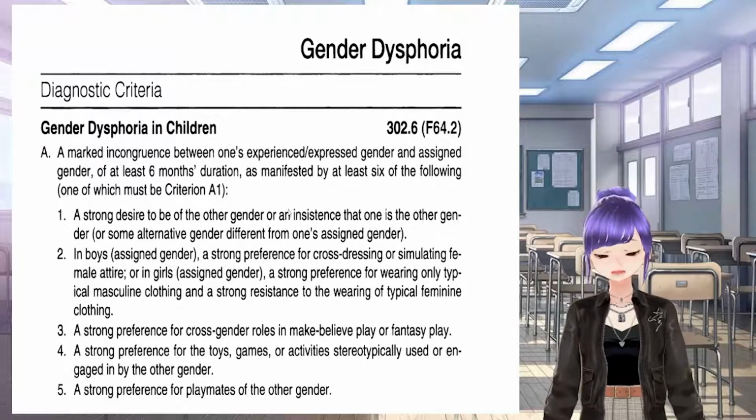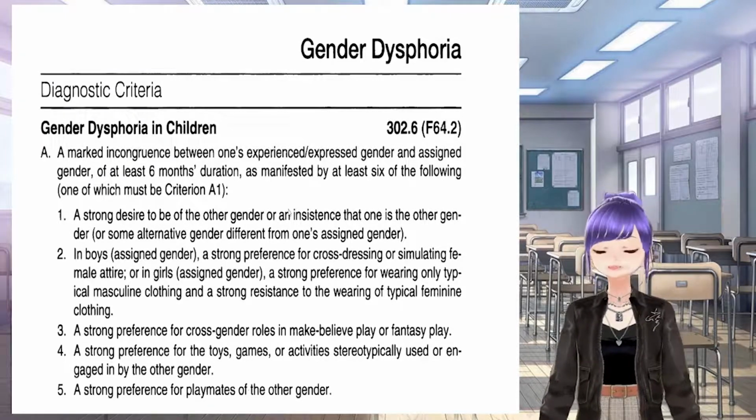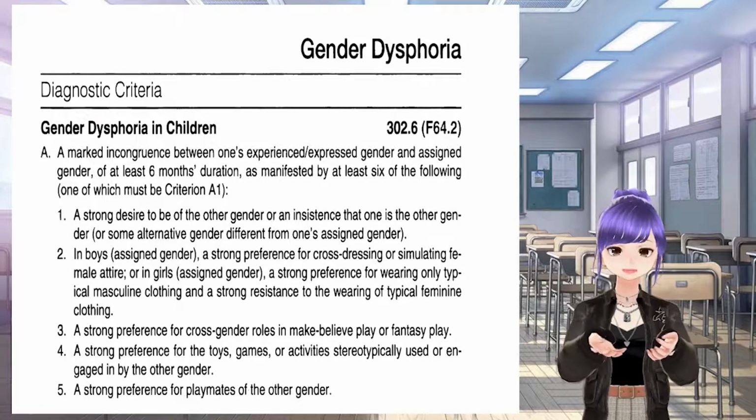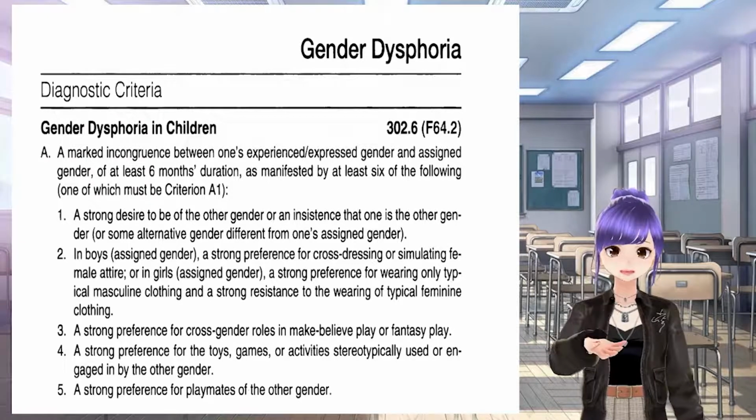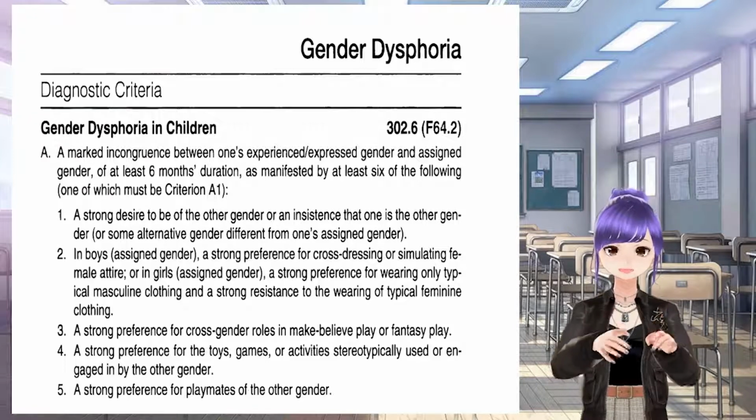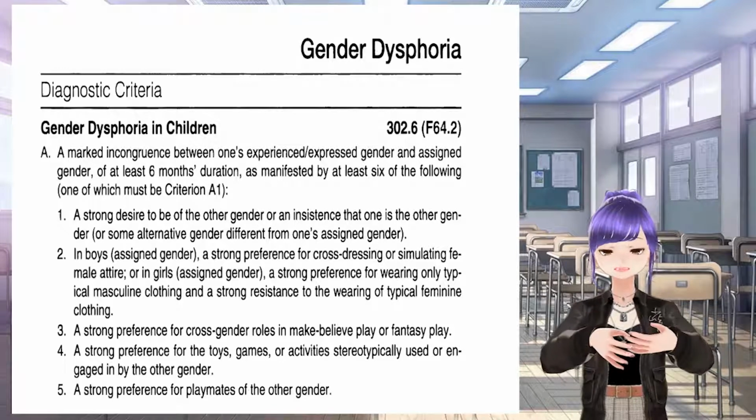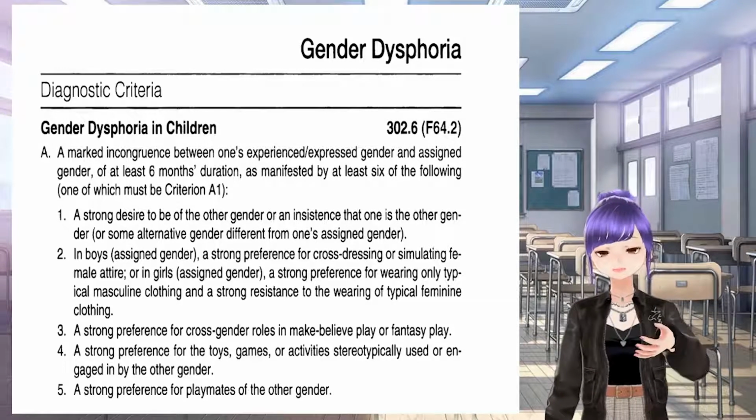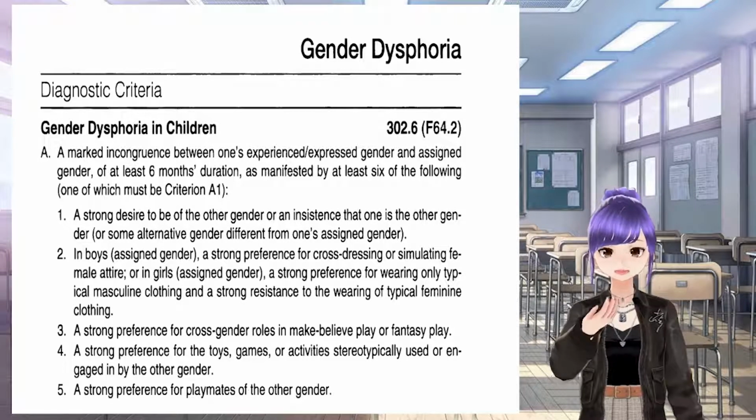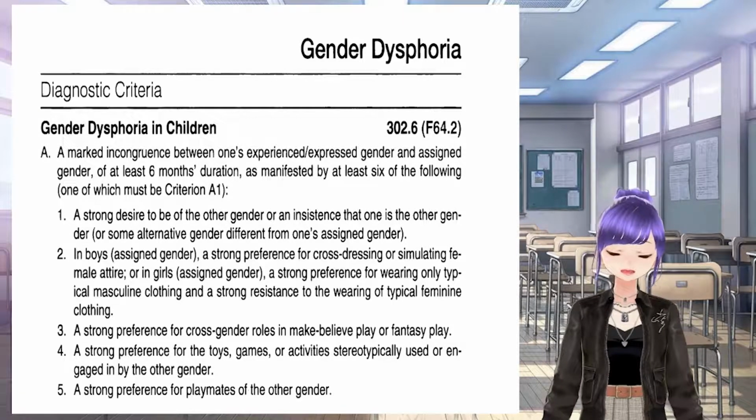Of course, let's start with the children first. So, gender dysphoria in children. Letter A: there is a marked incongruence between one's experienced or expressed gender and assigned gender of at least 6 months duration, as manifested by at least 6 of the following, one of which must be criterion A1. Number 1, a strong desire to be of the other gender or an insistence that one is another gender or some alternative gender different from one's assigned gender.